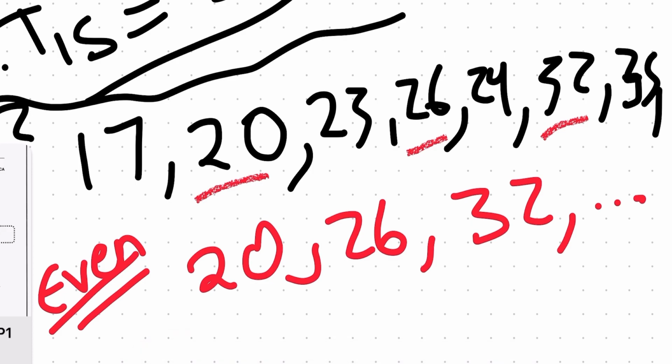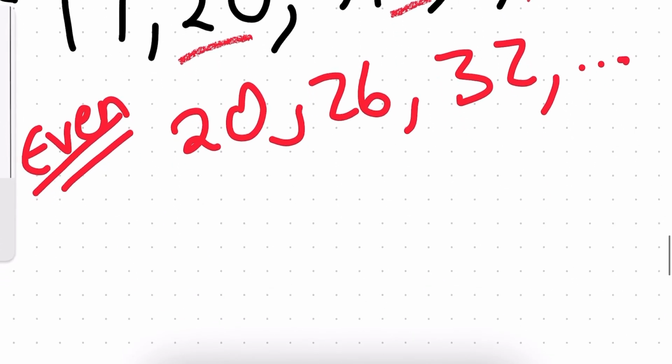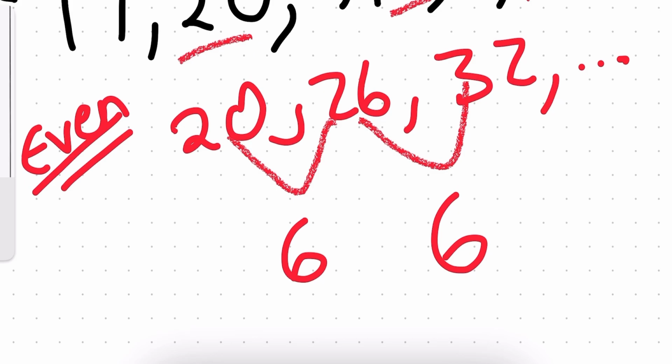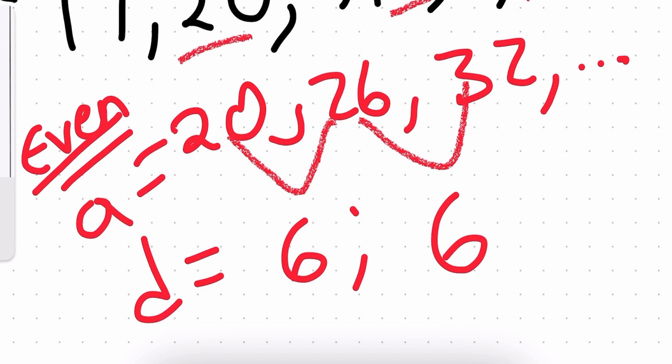What's the difference for these ones? You can simply say, what's the difference here? It will literally be 6. So that's the difference. You know that your D is equal to 6 and your A here is equal to 20.